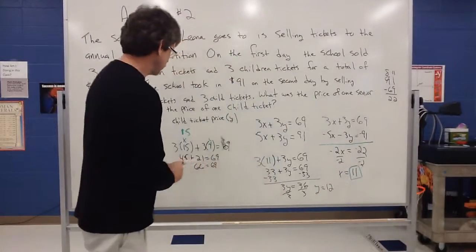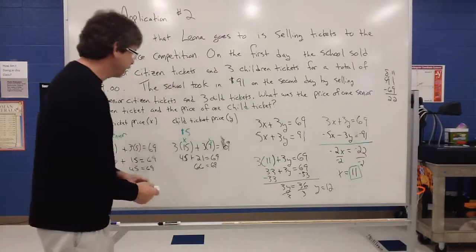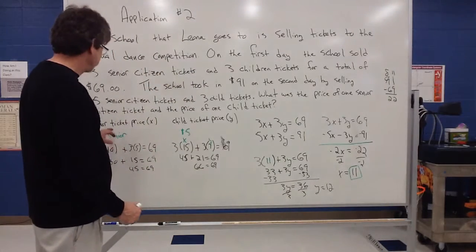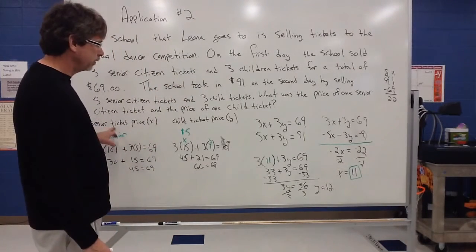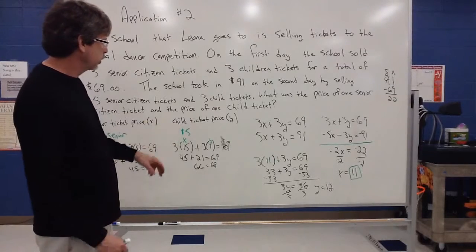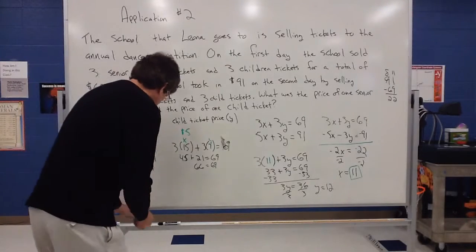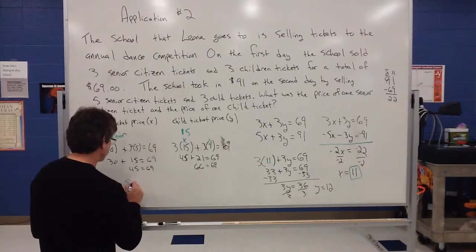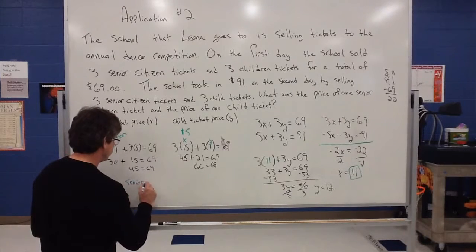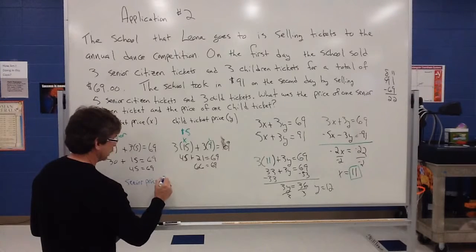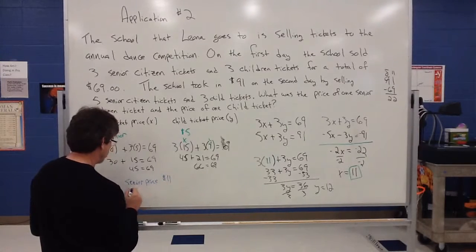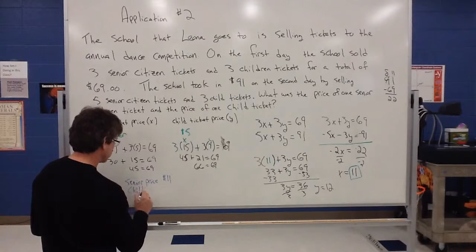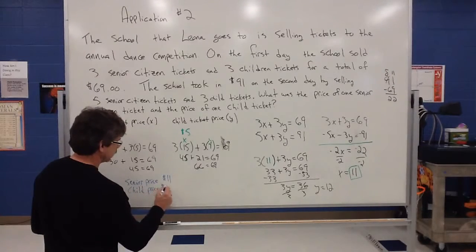So, to solve this problem, the senior ticket's actually going to be $11. The child ticket's actually going to be $12. So that's going to be my conclusion. The senior citizen price is going to be $11, and the child price per ticket was going to be $12.